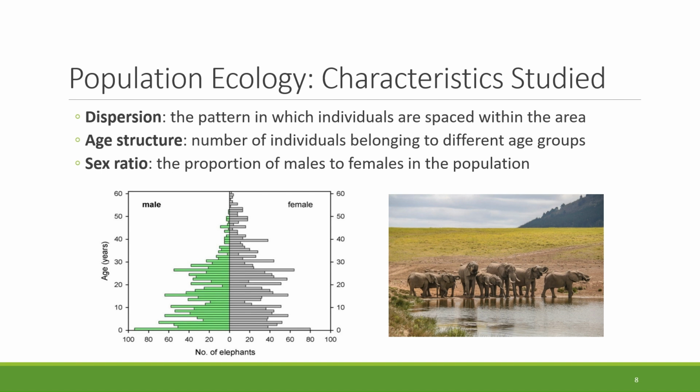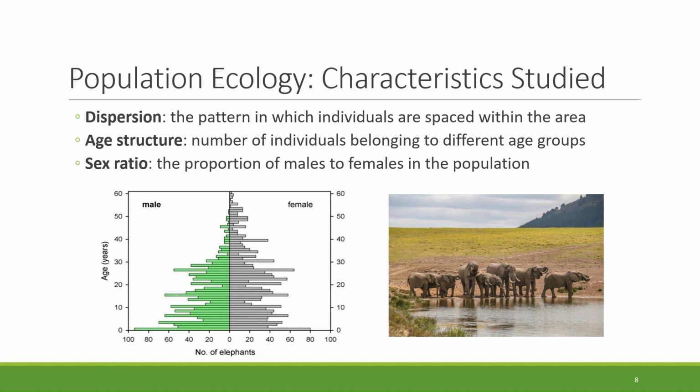You can also see that the diagram shows you another characteristic of the population, which is defined on the slide, which is sex ratio. And that's the proportion of males to females in the population. And again, this is largely relevant to animals rather than plants. So in this diagram of the elephant population under study, the males are represented in the green on the left, and then the females are represented in the gray on the right.